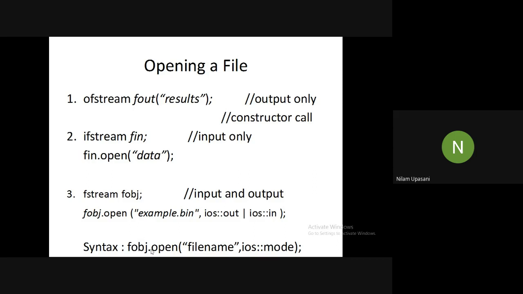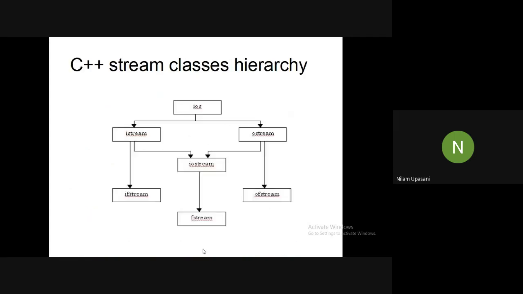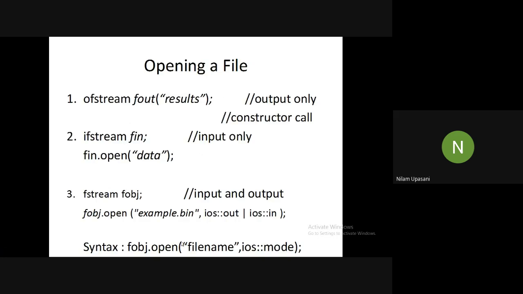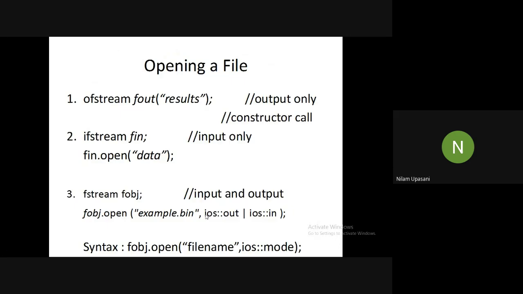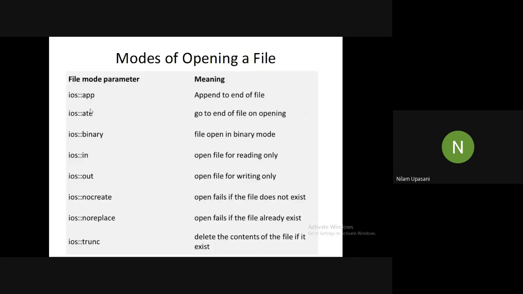F object dot open, first one should be the file name and second one should be the mode. Okay, so mode has to be mentioned along with the file name for this open operation or function. Okay, now which are the possible modes here? All those modes are listed over here.